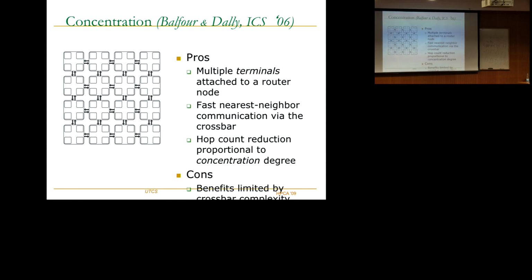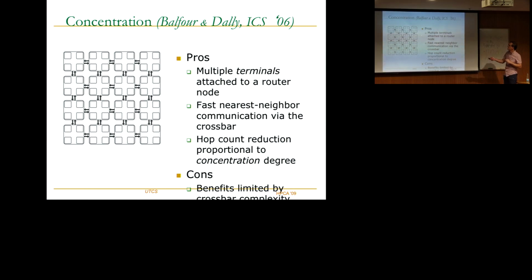Okay. Basically, the pros over here is you concentrate. You have some sort of network inside here. It could be a bus. And you concentrate that, and you have a single router controlling that multiple nodes. And it could be applied to many, many networks, right? It doesn't have to be just mesh. Basically, multiple terminals are attached to a router node.